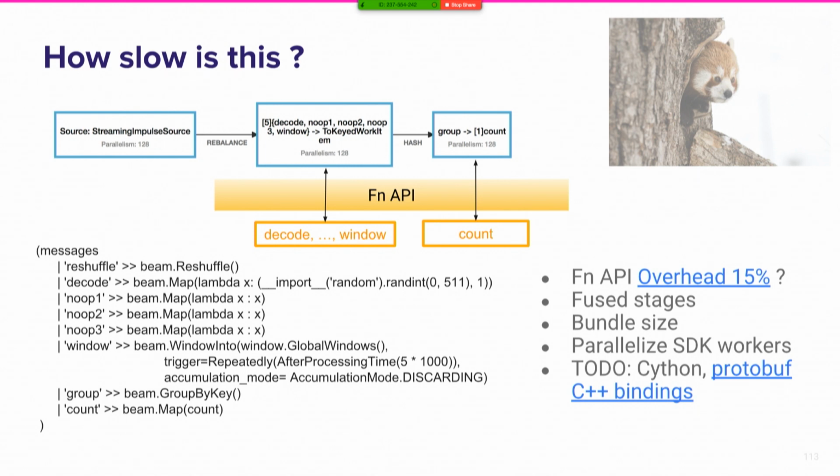The third thing is that we need to parallelize the SDK workers because of the global interpreter lock of Python. Flink provides pipeline processing. It has parallelism all in one task manager, but with Python we need multiple processes to keep up with that parallelism. So we run multiple SDK workers on one box.